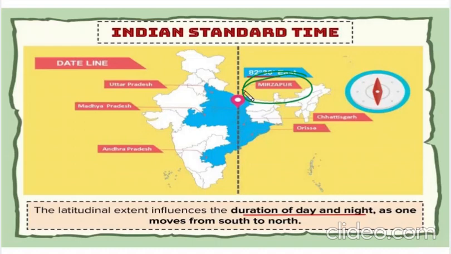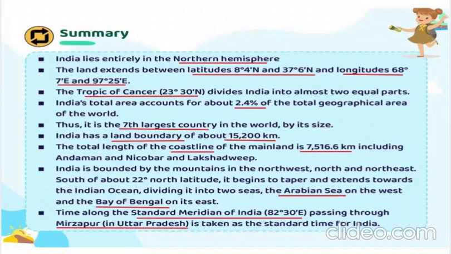So students, let's quickly do a summary of today's session. So what did we study? We studied that India lies in the northern hemisphere of the world. The land extends between latitudes of 8 degree 4 north and 37 degree 6 north, and longitudes are 68 degree 7 east and 97 degree 25 east. Now Tropic of Cancer divides India in almost two equal parts. Now India is the seventh largest country and it occupies 2.4% of the total geographical area of the world.